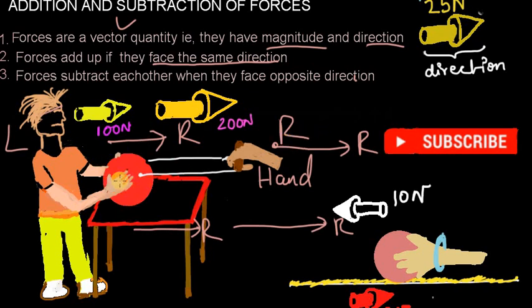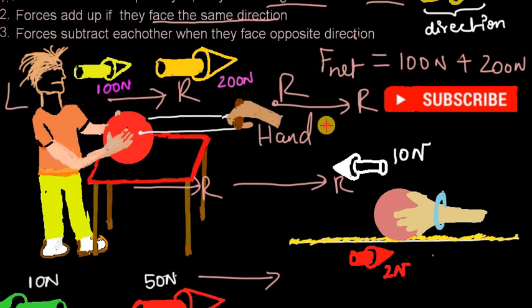The same thing goes for here. This person is applying a force and some other person is pulling it towards the same direction. So these forces add up. The total force, or the net force, equals 100 newtons plus 200 newtons. So the net force would be 300 newtons. This 300 newtons would be acting on this object.